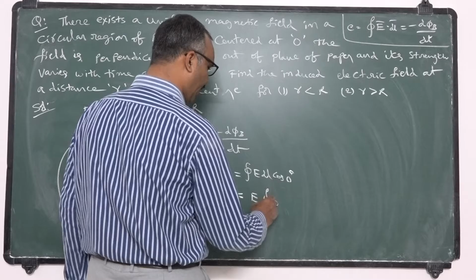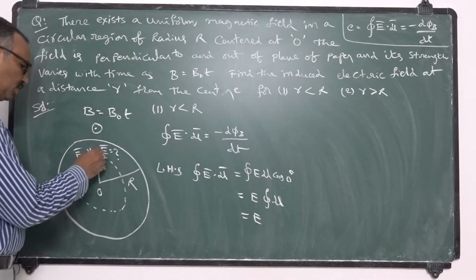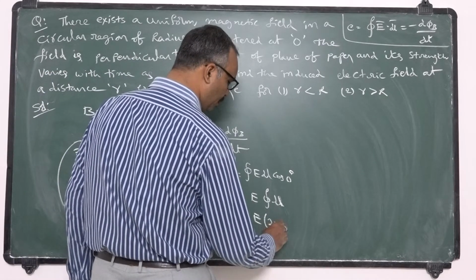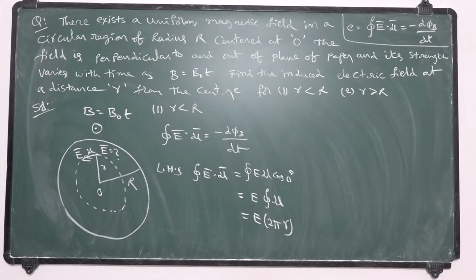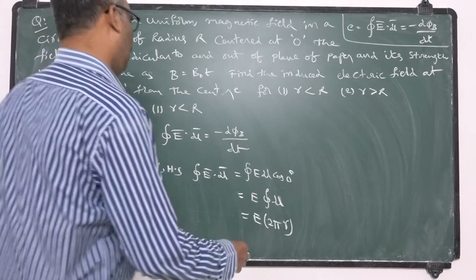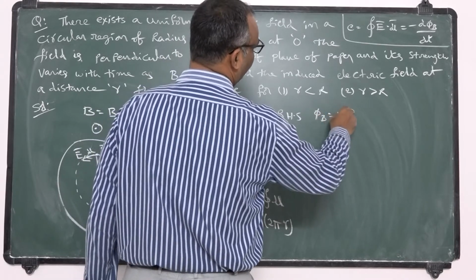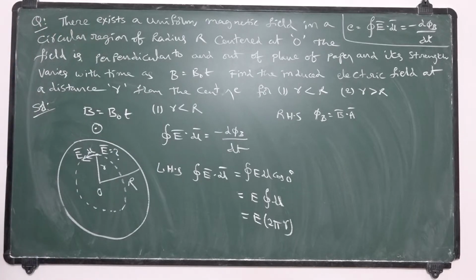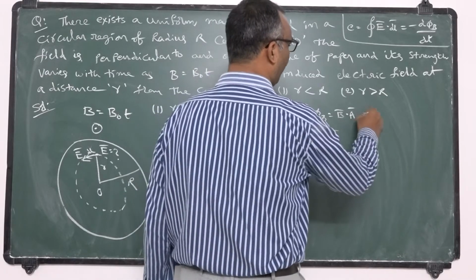So E integral dl. If you join all the small elements, it is nothing but the circumference of the circle, that is 2 pi small r. This is the expansion on the left hand side. Let me go for the expansion on the right hand side. On the right hand side we have phi B, that is nothing but B bar dot A bar. They gave the strength of the magnetic field as B naught t.